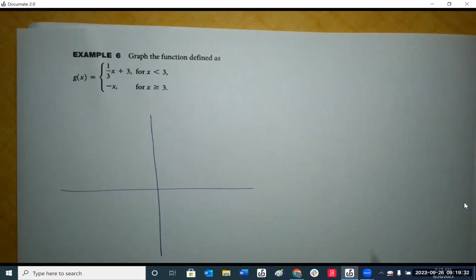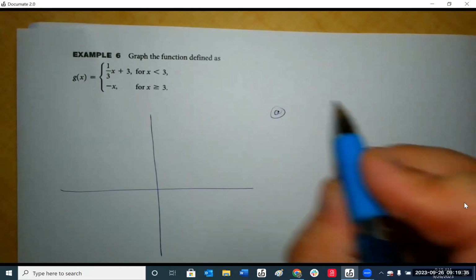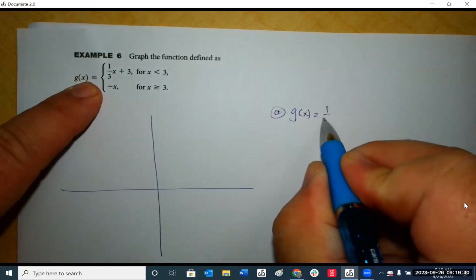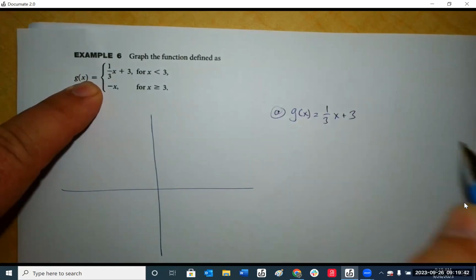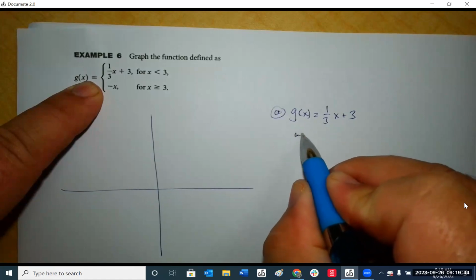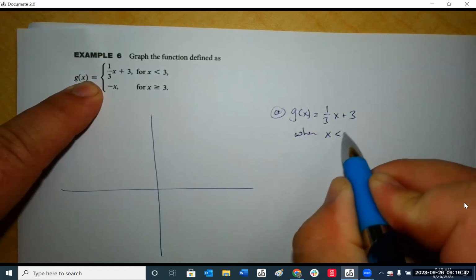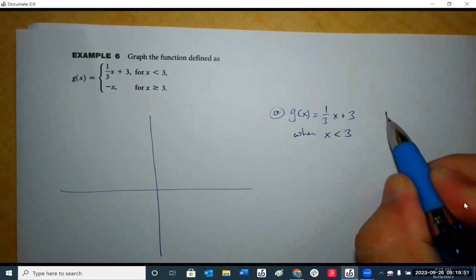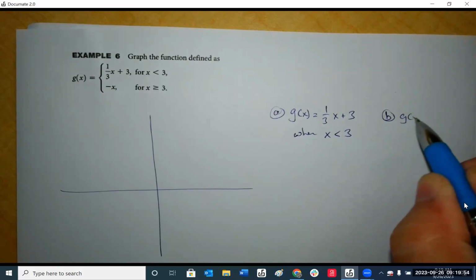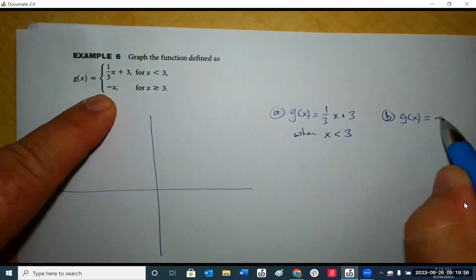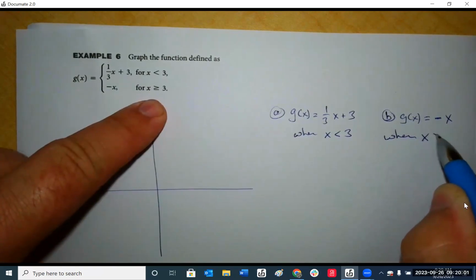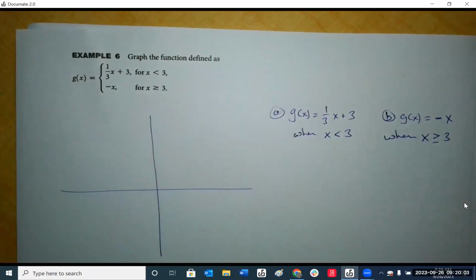Let's graph this one pretty quick. We have two equations. So the first one is g of x is equal to 1/3 x plus 3 when x is less than 3. That's what this one tells me. Then g of x equals negative x when x is greater than or equal to 3.